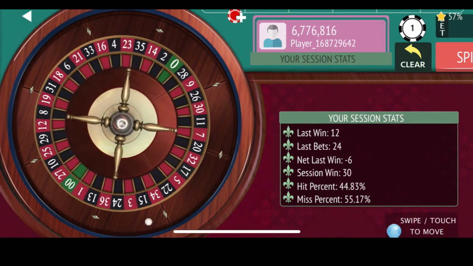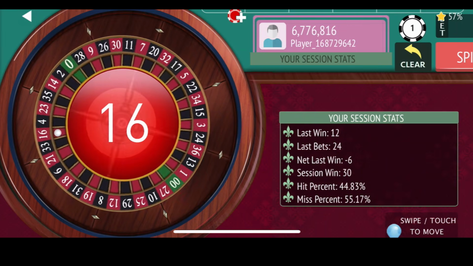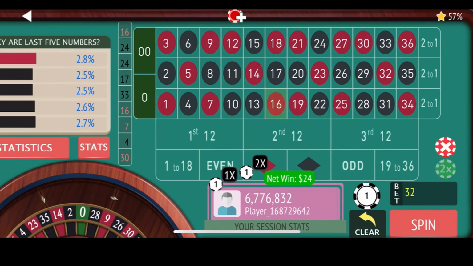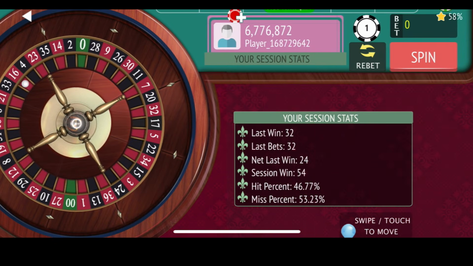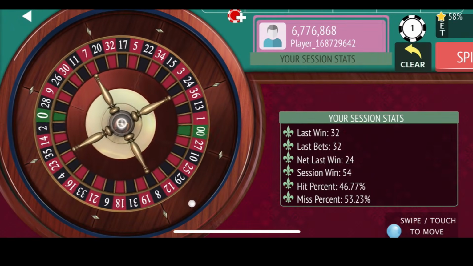All right, this is spin number 20. Let's see what we get here. We need a low number. And we got it. $24 coming back. Wait, let me check. 36, 46. Yeah, we're in a new session profit. We surpassed that $10 profit goal. So we're going to go back to our base level bet and spin again.